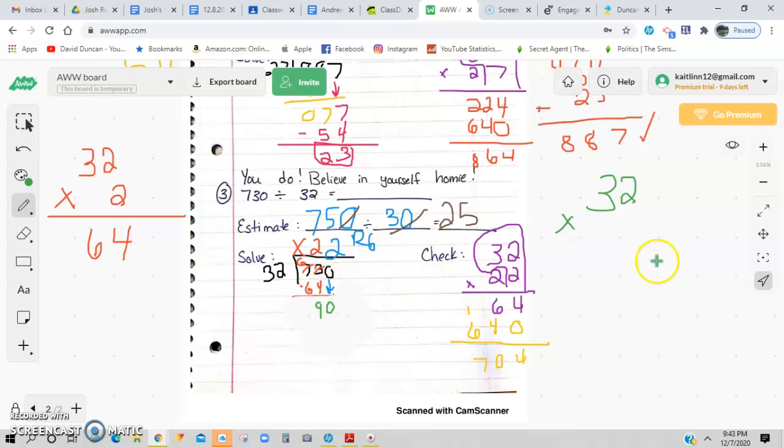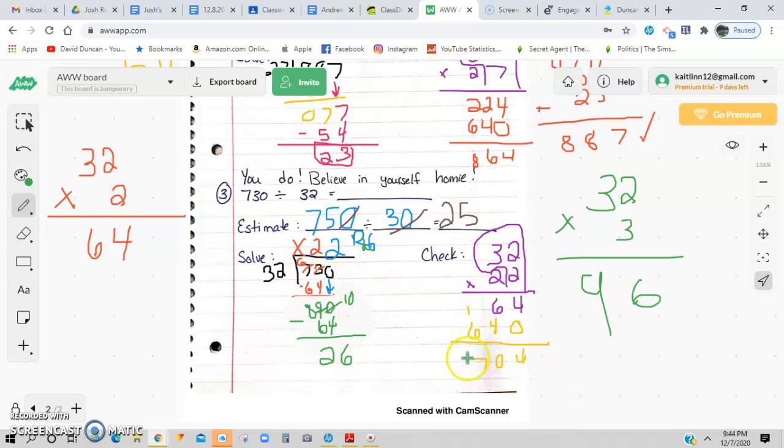times 3. 3 times 2 is 6. 3 times 3 is 9. 96, that's too large. So again, it can only go in there 2 times, which again is 64. So I'm going to take 64 away. We're just going to get a bigger remainder. Make this a 10. Make this an 8. 10 minus 4 is 6. 8 minus 6 is 2. So it's remainder 26, not remainder 6.